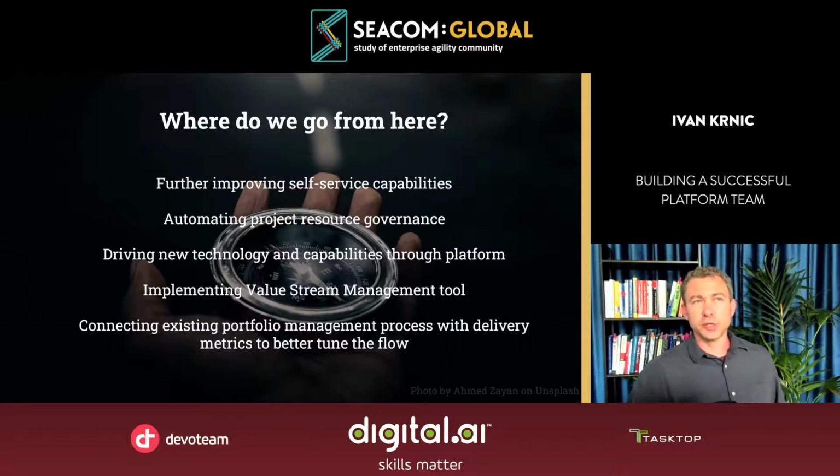We won't stop here. So what we'll do next, we will further improve self-service capabilities to even more reduce this dependency toward the platform team. We intend to automate project resource governance further. We want to drive new technology and capabilities through the platform, and we want to find new spaces for improvements by implementing a value stream management tool and connecting the existing portfolio management process with delivery metrics to better tune this flow.